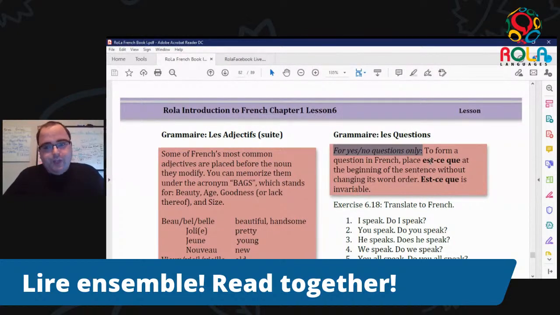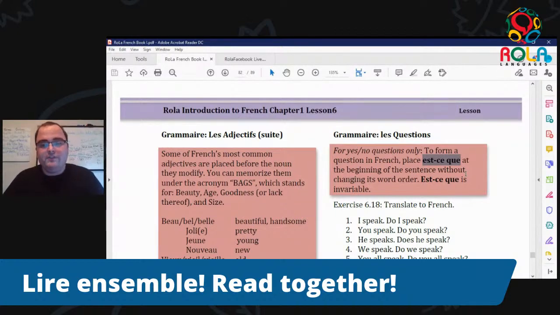The most common way, 90% of the time that you'll see questions asked in French, you'll see est-ce que in front of it. Est-ce que basically makes it form the question. It's like the little part of the sandwich that you always need. Très bien. So, to form a question in French, place est-ce que at the beginning of the sentence without changing word order. So it's always est-ce que. Est-ce que is invariable. It means you cannot change it. You cannot put it anywhere else in the sentence. It has to go at the beginning.